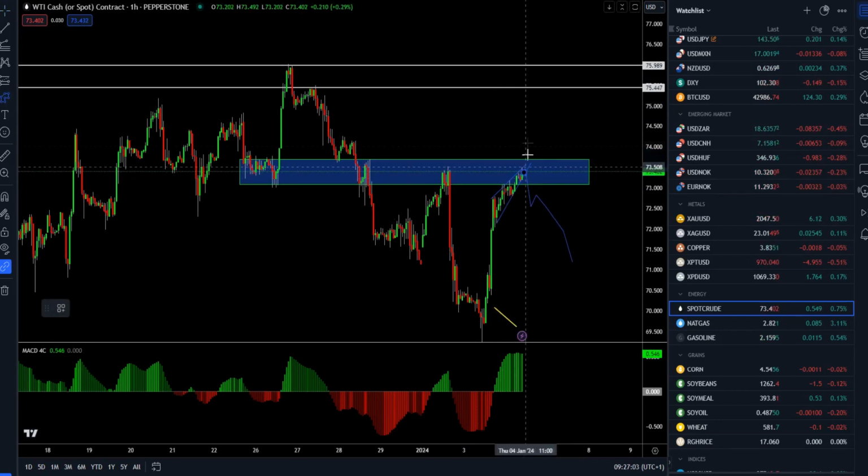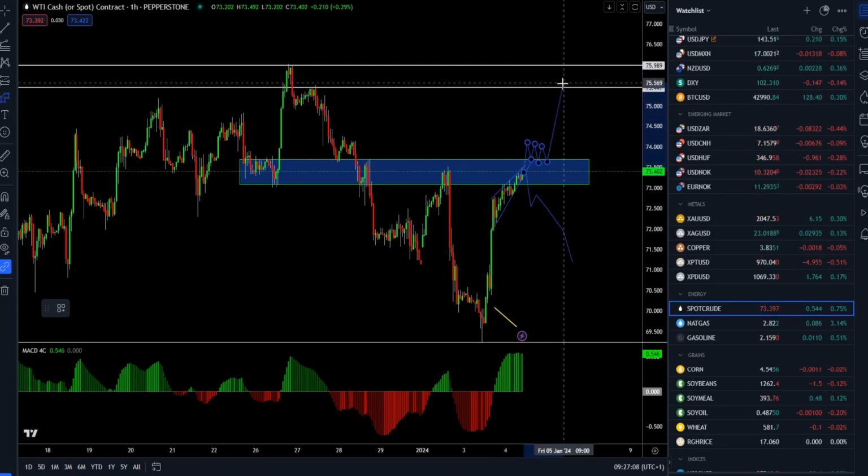Secondary scenario, if the market can just trade higher and hold above, then this will be a sign for the higher prices and potential retest of 75.50 or 76 mark.